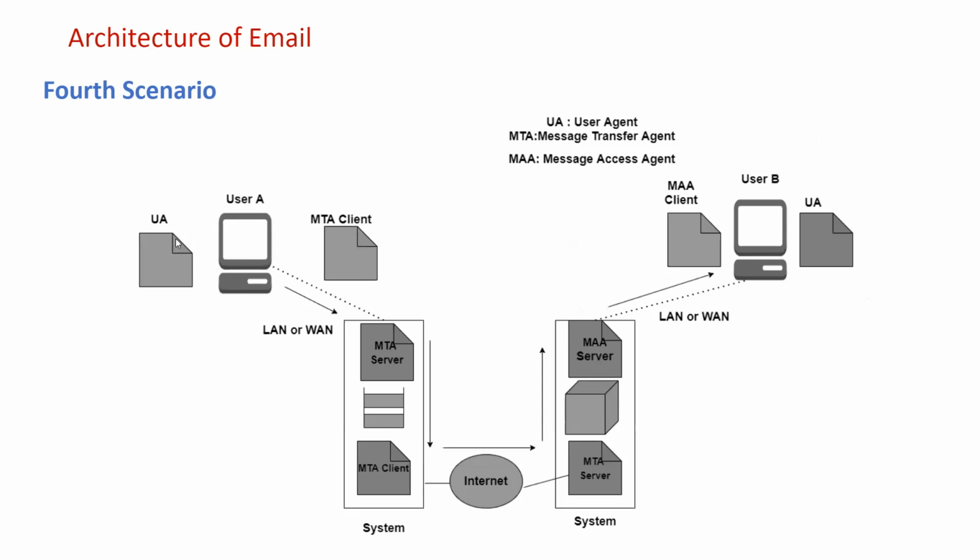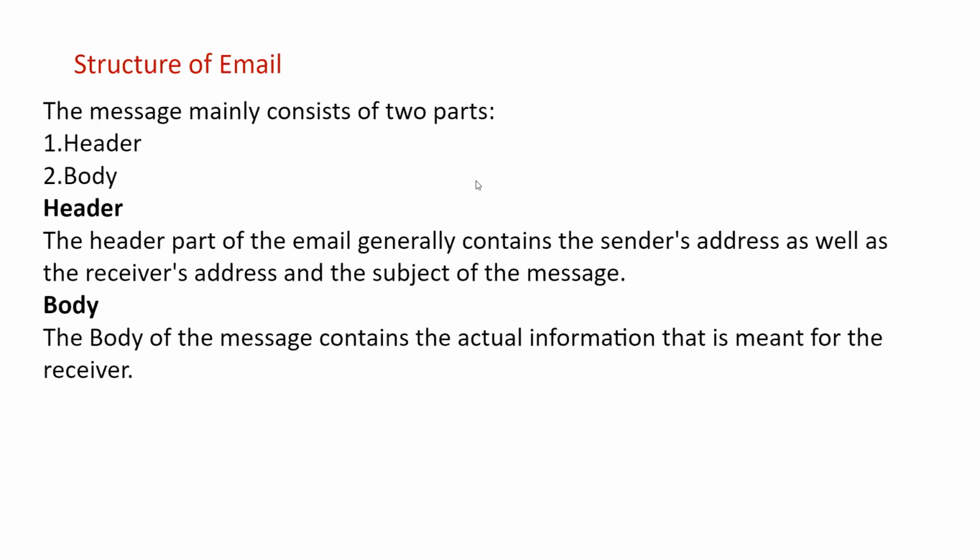This is the user having the user agent, MTA client, and using a local area or wide area network, sharing with the server and client over the internet. It was sharing to a server and then to user B. So UA means user agent, MAA means message access agent, and MTA means message transfer agent. So this is the second component of the architecture of email.